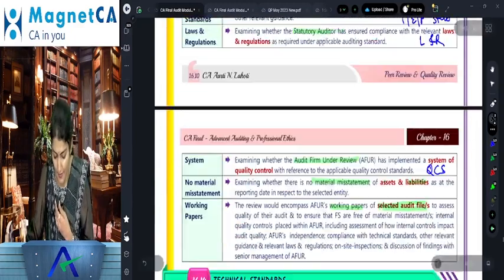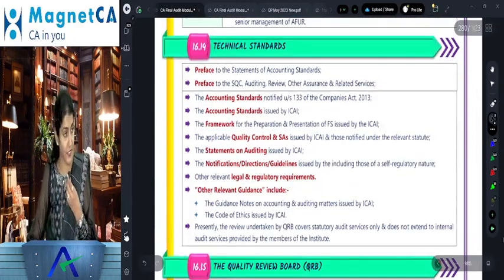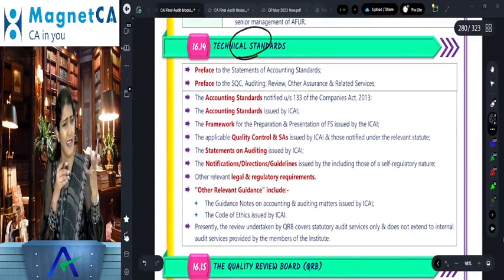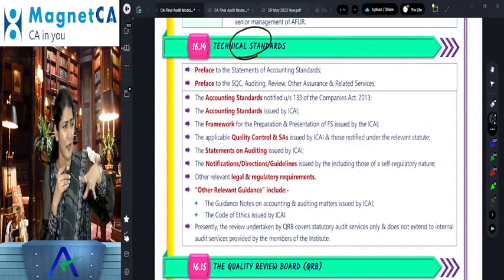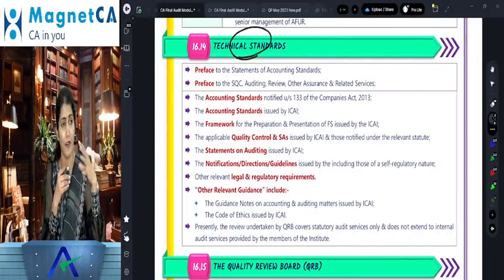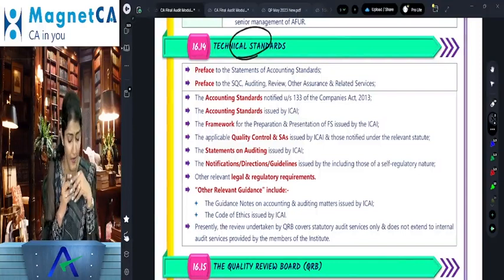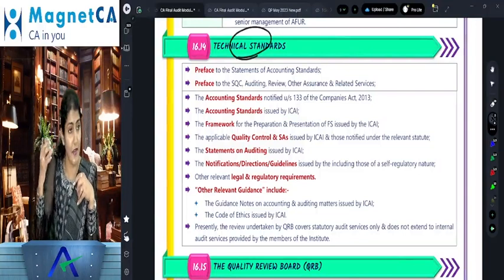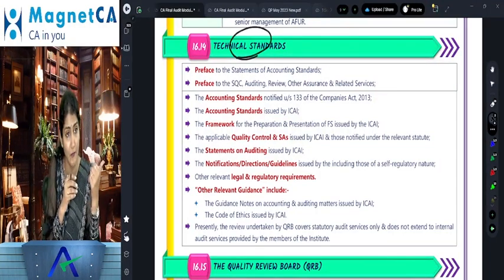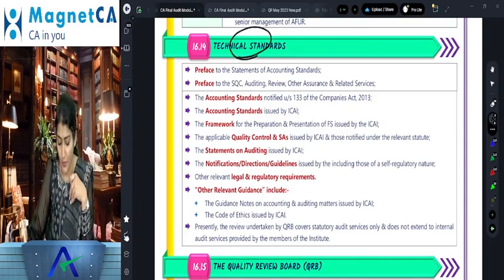Okay, then did we discuss the scope and objective? Right, then again you have the technical standards. Technical, ethical, professional standards, accounting standards, auditing standards, framework, guidelines and all. So you have the technical standards under the quality review, just as you had the technical standards under the peer review. Okay, then you have the QRB.